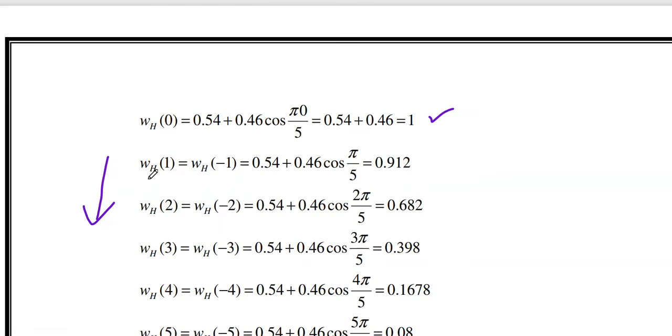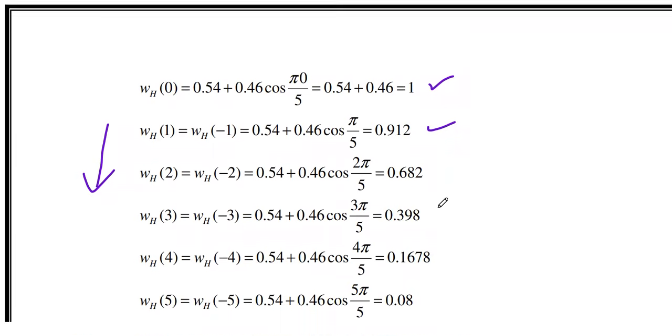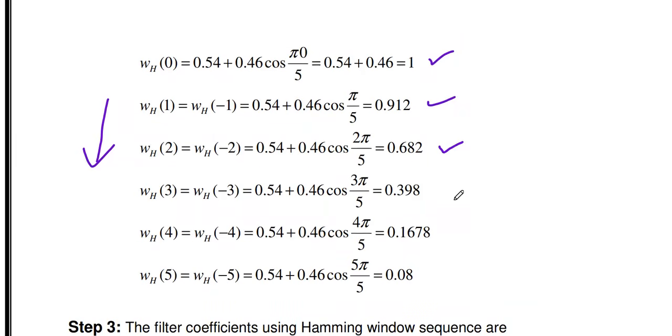Next we have to calculate WH of 1, at n equal to 1. So 0.54 plus 0.46 into cos, instead of n, you just put 1, so cos pi by 5. So the answer is 0.912. Similarly, WH of 2 equal to 0.682. Then WH of 3 equal to 0.398. WH of 4 equal to 0.1678. WH of 5 is equal to 0.08.